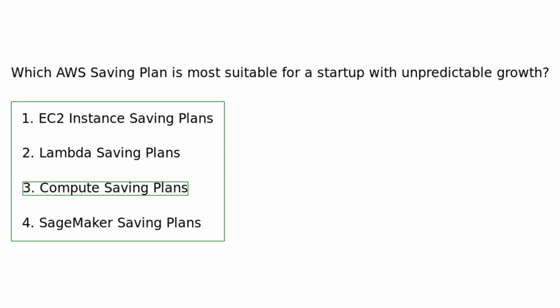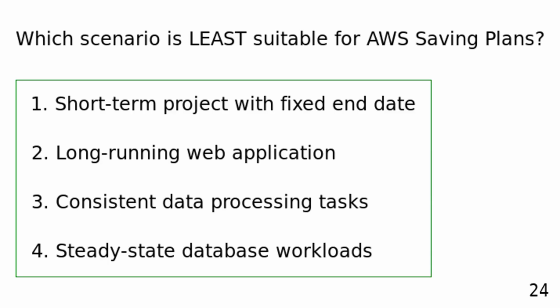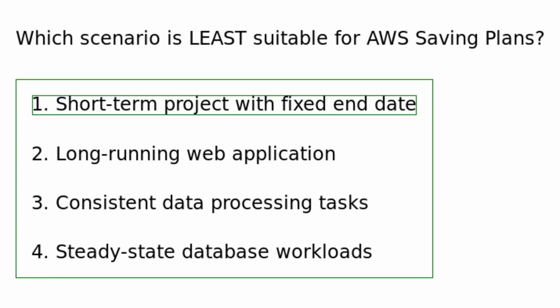Which scenario is least suitable for AWS saving plans? Short-term project with fixed end date. Long-running web application. Consistent data processing tasks. Steady-state database workloads. A short-term project with a fixed end date is least suitable for AWS saving plans, as the 1- or 3-year commitments may extend beyond the project's life.